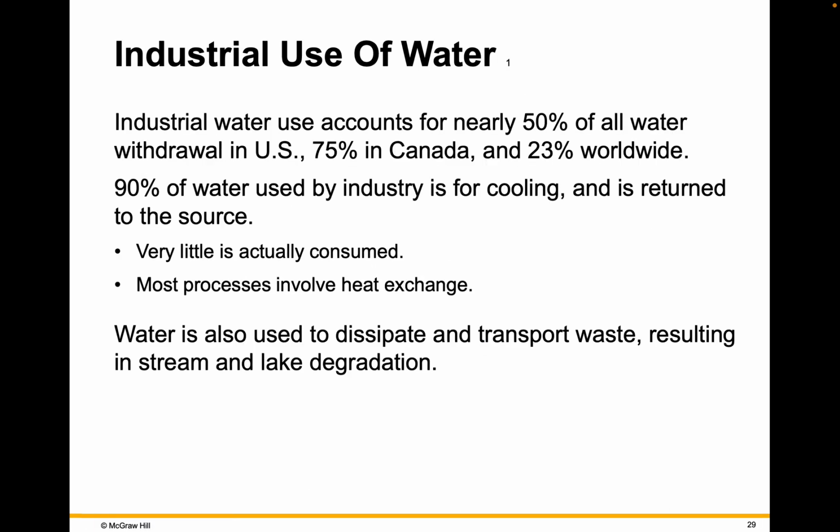Industrial use of water. So industrial water use accounts for nearly half of all the water withdrawal in the US and 75% in Canada and 23% worldwide. 90% of the water being used for industry is for cooling, and it's returned back to the source. So very little of the water is actually consumed. Most processes involve a heat exchange. So that water is used to dissipate and transport waste as well, resulting in stream and lake degradation.